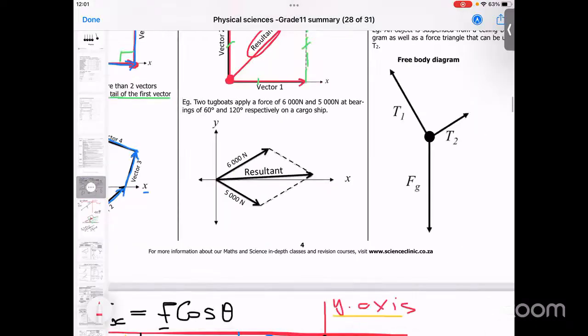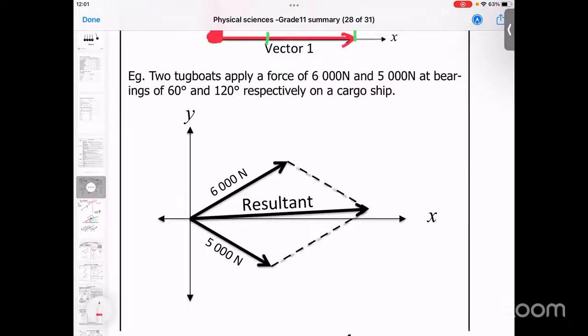Okay, so let's look at an example whereby we talk about two tugboats. Two tugboats apply a force of 6,000 Newton and 5,000 Newton at bearings of 60 degrees and 120 degrees, respectively, on a cargo ship. Remember, honorable member, it doesn't matter whether you call this 60 or 060. At the end of the day, we know that is 60 degrees. Okay, then it's fine.